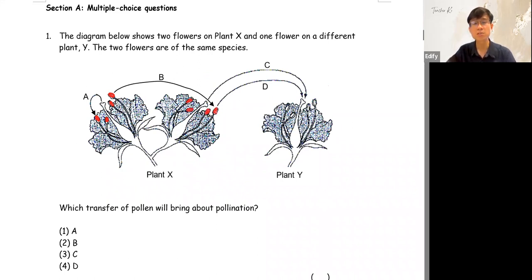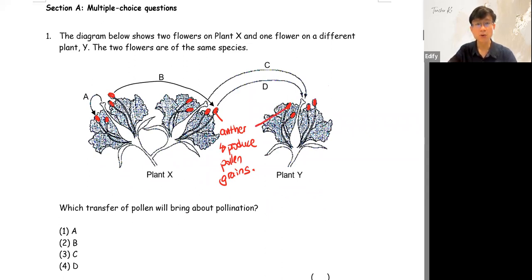And what is the purpose of the anther? The function of the anther is to produce pollen grains, which contain the male reproductive cells. And for plant Y, these are the anthers, which are going to produce pollen grains.